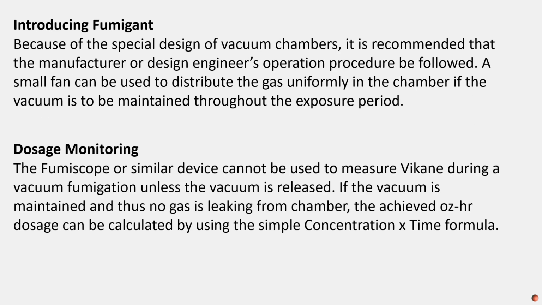Introducing fumigant. Because of the special design of vacuum chambers, it is recommended that the manufacturer or design engineer's operation procedure be followed. A small fan can be used to distribute the gas uniformly in the chamber if the vacuum is to be maintained throughout the exposure period. Dosage monitoring. The fumiscope or similar device cannot be used to measure Vikane during a vacuum fumigation unless the vacuum is released. If the vacuum is maintained and thus no gas is leaking from the chamber, the achieved ounce-hour dosage can be calculated by using the simple concentration times time formula.